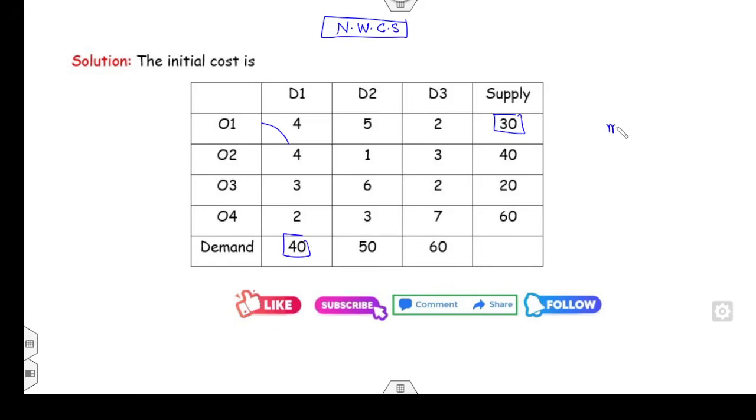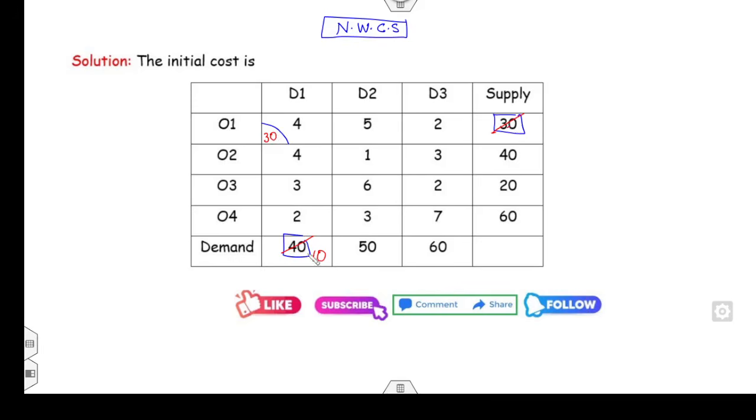Find the minimum of 30 and 40. The minimum of 30 and 40 is 30, so you can write 30 here. Then 30 minus 30 is 0, and this number is my 10. Is it okay? Fine. Start from the left corner. That is the northwest corner.